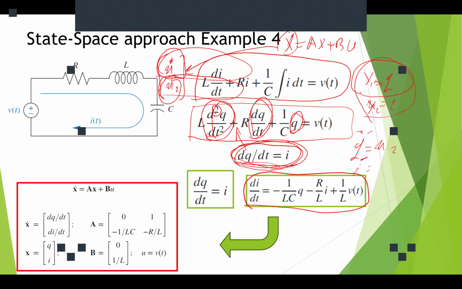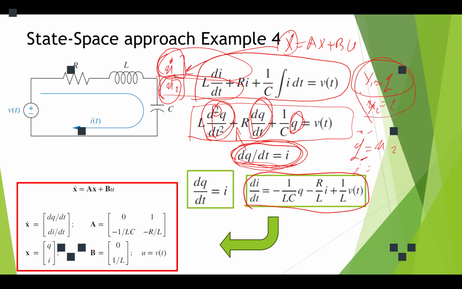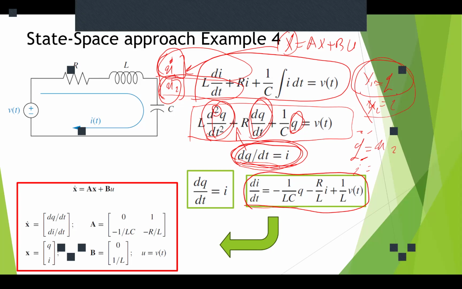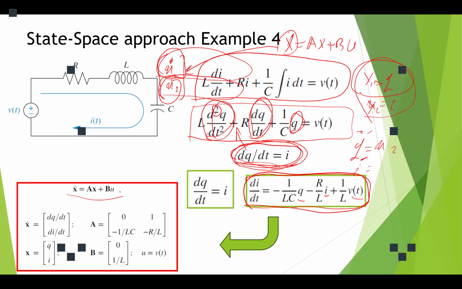Is that clear? So we turn this one into a first order differential equation that includes both of our state variables and the input. Now we have the equations that we want. Now we can derive our mathematical analysis and develop the state space model. Any questions so far? Is that clear?